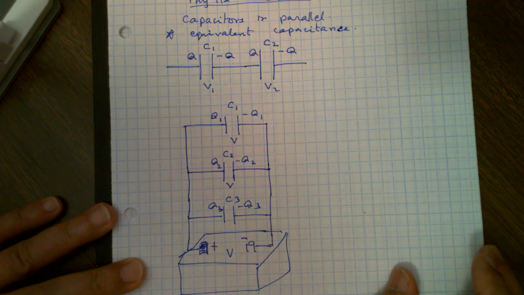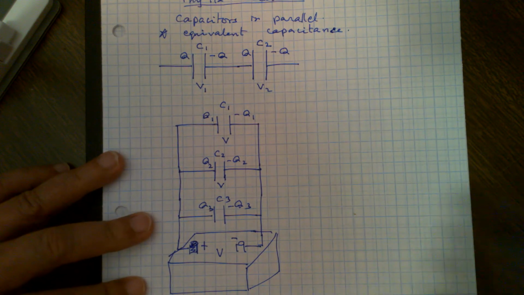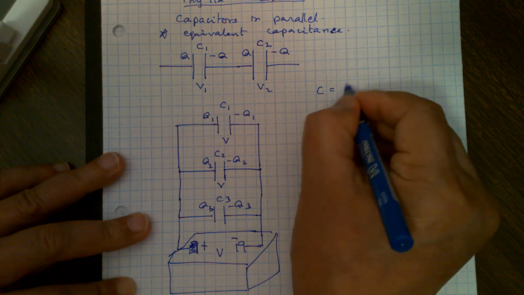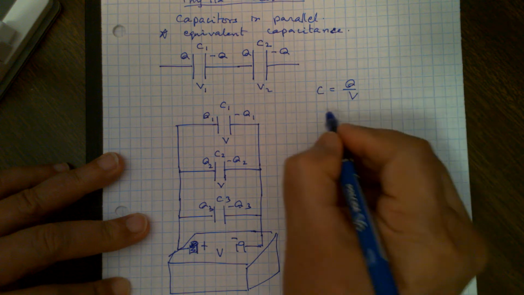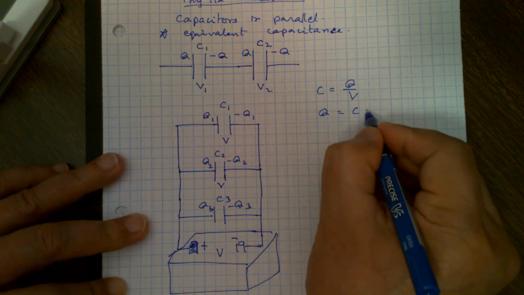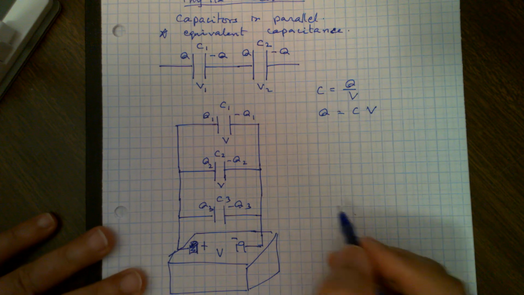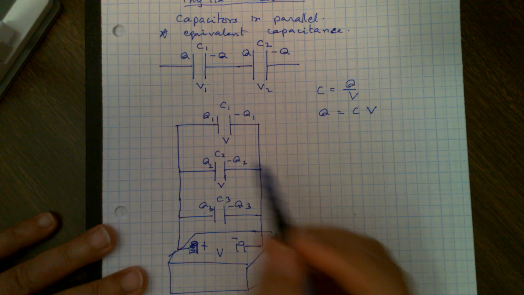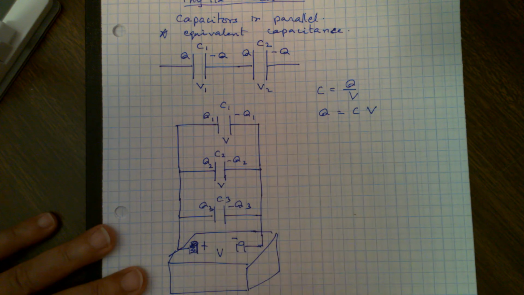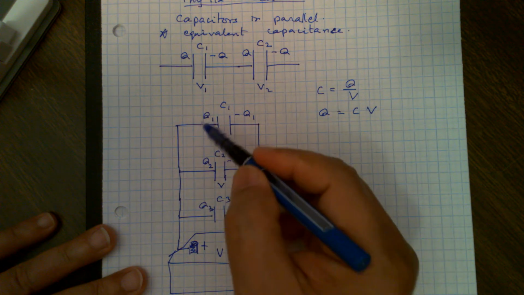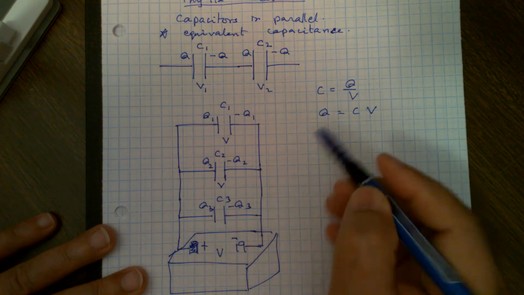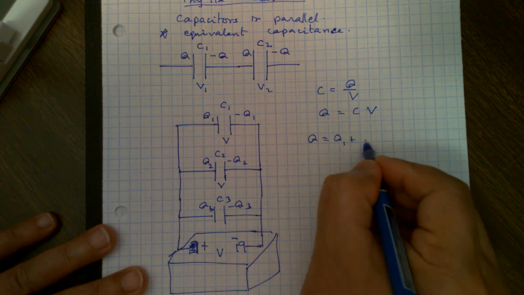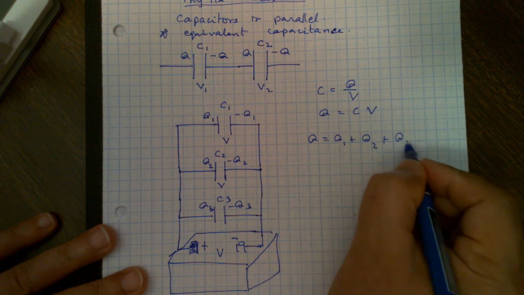So we know the general formula for a capacitance. For one capacitor, that is C is equal to Q by V. So Q is equal to CV. All right. Now, unlike the capacitors in series, the charges on these plates are different. So the total charge is Q1 plus Q2 plus Q3 will be equal to Q. So we know Q is equal to Q1 plus Q2 plus Q3.